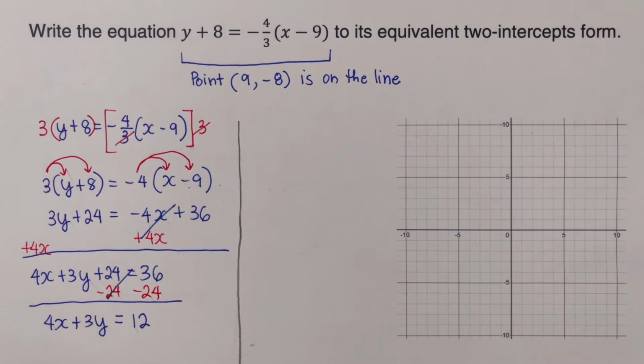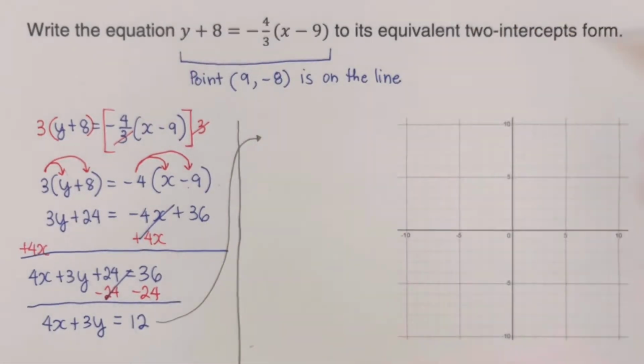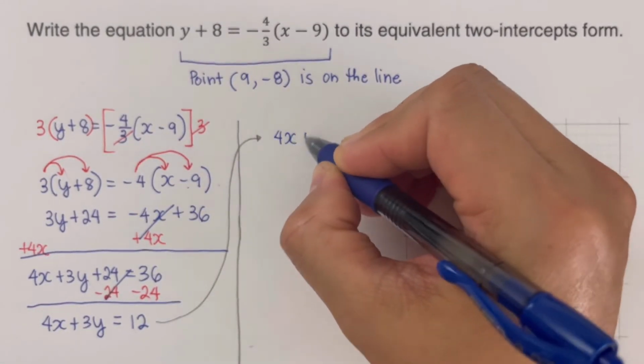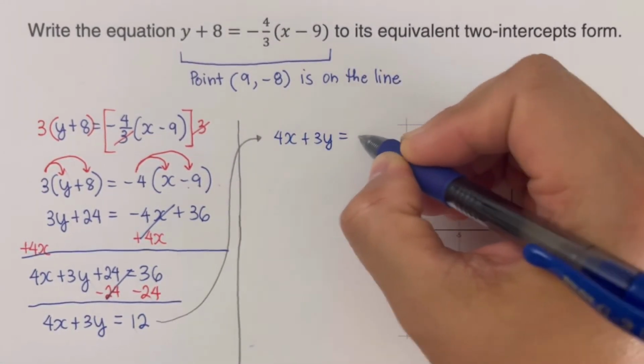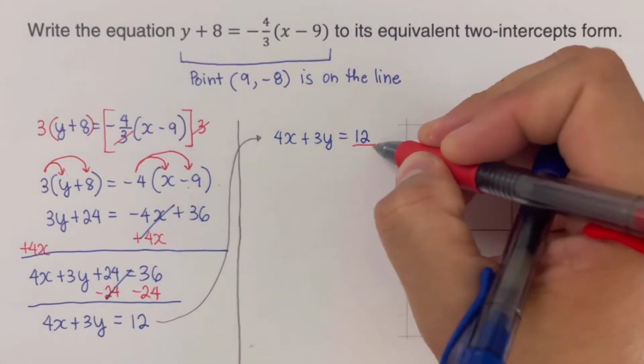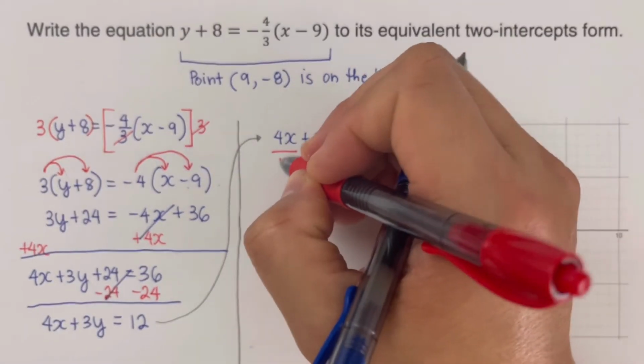From here, we go ahead and remember that for a two-intercepts form of a line, the right side is equal to 1. So we go ahead and divide both sides by 12. So I'm going to go ahead and show the work up here. So that would be 4x plus 3y equals 12. To make it 1, we divide the right side by 12. We also divide this by 12 and we divide this by 12.